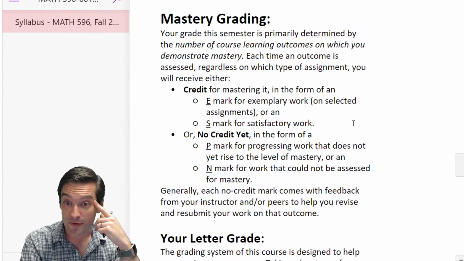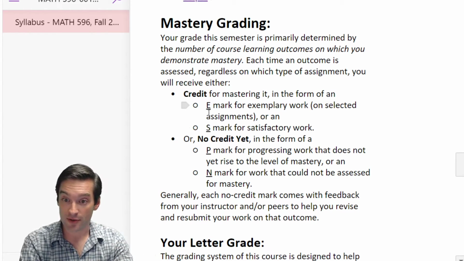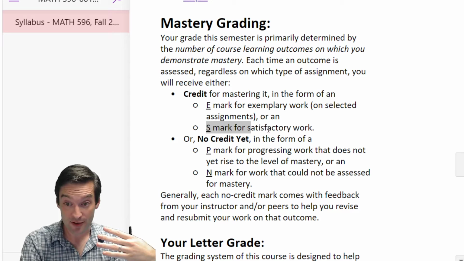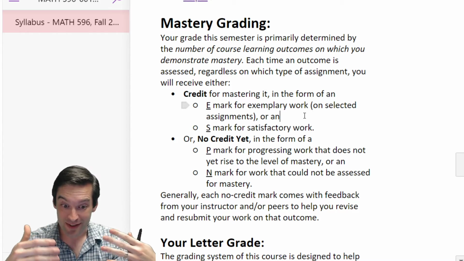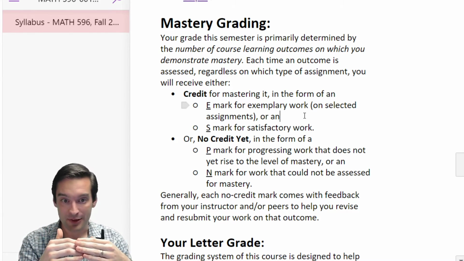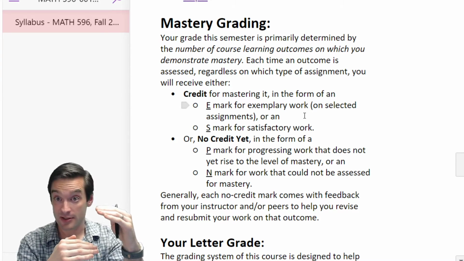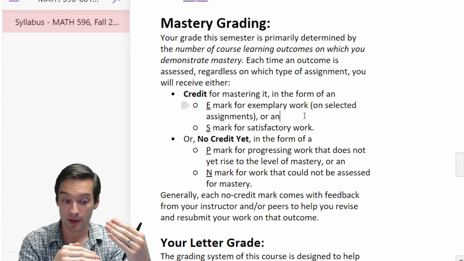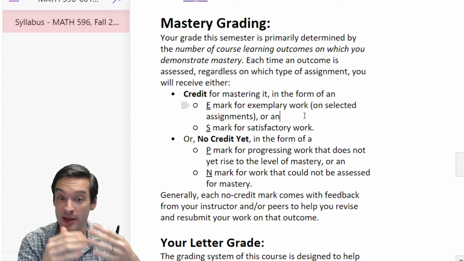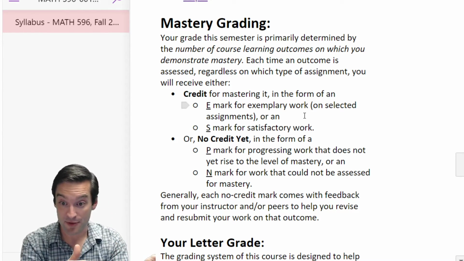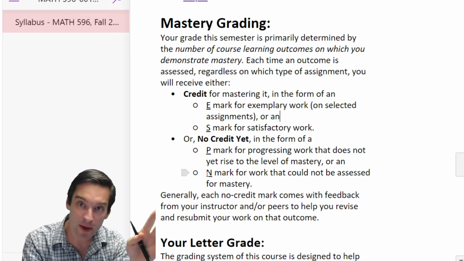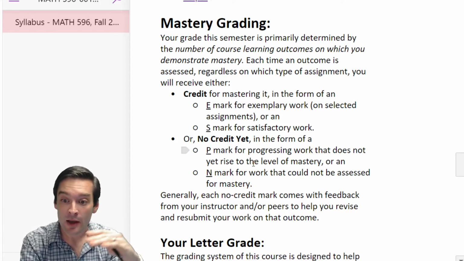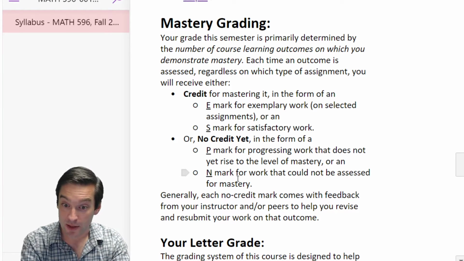When I do give you a feedback mark on it, I have two different marks that show that you are proficient. There's an S for satisfactory. There's an E for exemplary. Those don't count any differently in the mastery scheme, but I wanted to have something extra to recognize truly exceptional work over and above my expectations for proficiency. So E and S both mean you got the credit for this. That standard has been mastered. And the no credit marks are a P for progressing, or an N for I can't even really tell based on your work if you are on the road yet or not. And each of those comes with an opportunity to then revise and resubmit your work. So that's how it works.